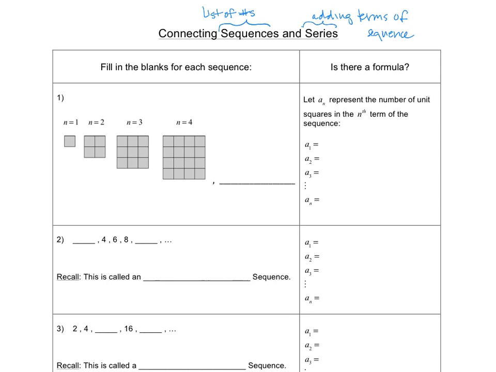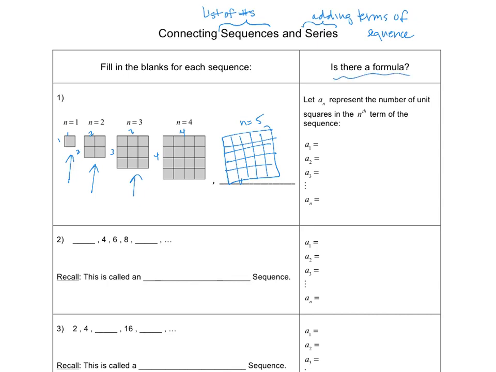So when we look at number 1, it says to fill in the blanks for each sequence. So when n equals 1, we have this picture. N equals 2, 3, you can see that it's 3 by 3, 2 by 2, 1 by 1. We have a 4 by 4 square. And so if n equals 5, we'd have to go 5 by 5. And so that would be a total of 25 squares in there.